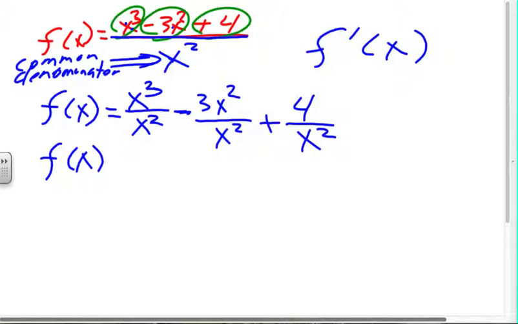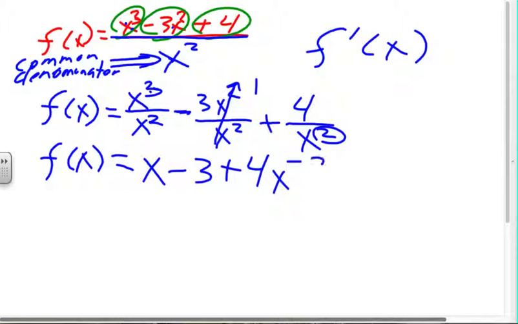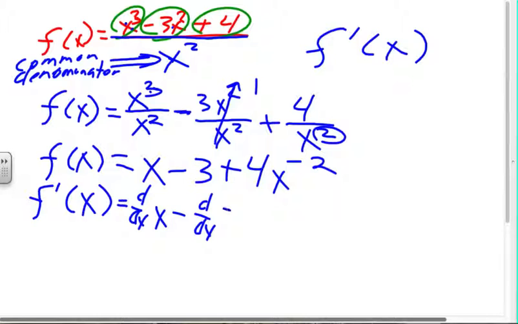The first thing we do is simplify. X cubed over x squared is going to give us x. Those go to 1, so it'll be minus 3. Plus, you notice this is in the denominator, so I have 4 times x to the negative 2. All right, now it's easy enough to find f prime of x. We go back in. So I'm going to have d dx of x minus d dx of 3 plus d dx of 4x to the negative 2.